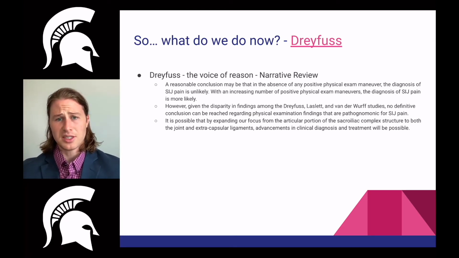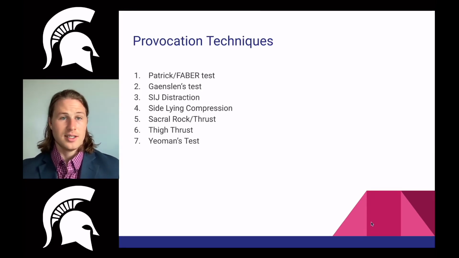So they postulated that there's potentially more going on in the area than we are appreciating. And so it's possible that not only the SI joint is contributing to SI pathology and pain, and there could be extracapsular ligaments, and we need more research in order to best treat and diagnose this. So let's look at these techniques. We'll be looking at the following techniques here, many of which were referenced in the previous studies.